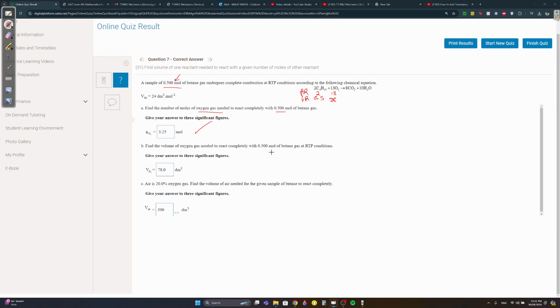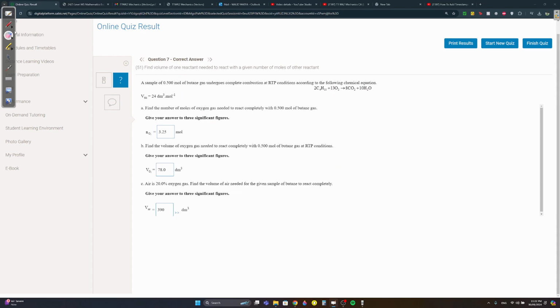Find the volume of oxygen at RTP. You know n equals m over M, and equals also V over Vm. Since it's RTP, you know that Vm equals 24 at RTP. We know that the moles is 3.25. We're trying to find the volume. We know that Vm is 24, it's given in the question. Since it's RTP, you cross multiply, you get 78 to 3SF, 78.0.